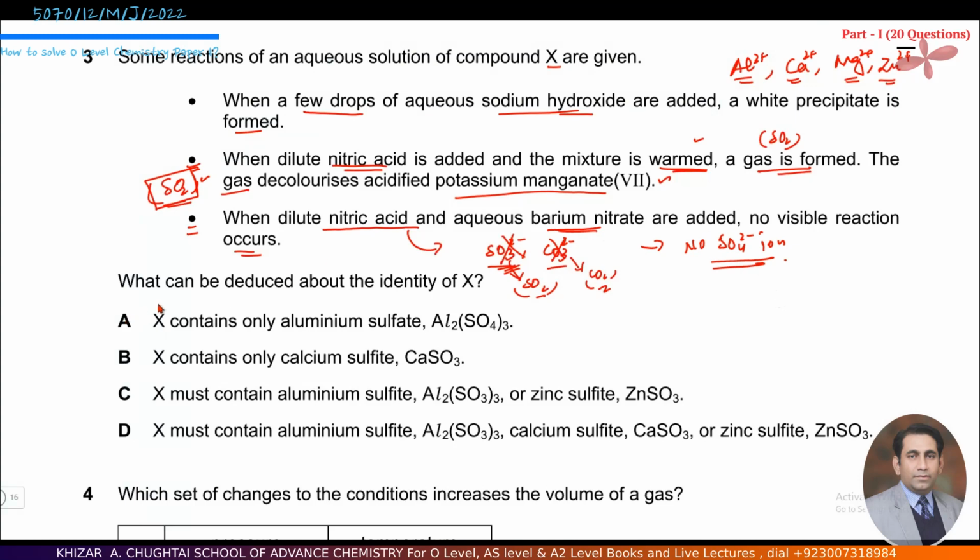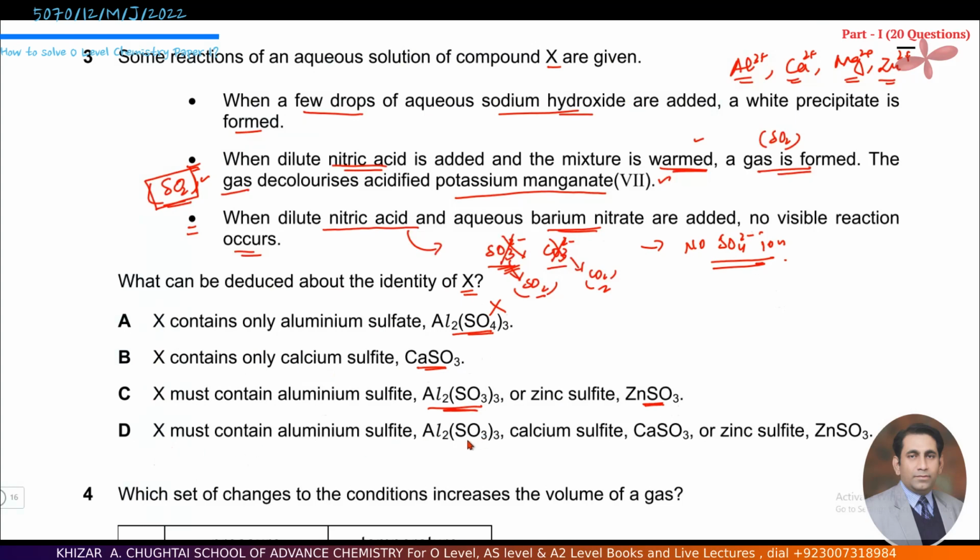Now come toward the options. What can be deduced about the identity of X? X contains, A option, only aluminium sulfate. No, sulfate is not possible over here, as you have seen in the last option. B, X contains only calcium sulfide. Yes, it may be correct. However, let me check the further options. X must contain aluminium sulfide. Aluminium sulfide, yes, it could be, or zinc sulfide, yes, it's also possible. Again, I'm going to the last option.